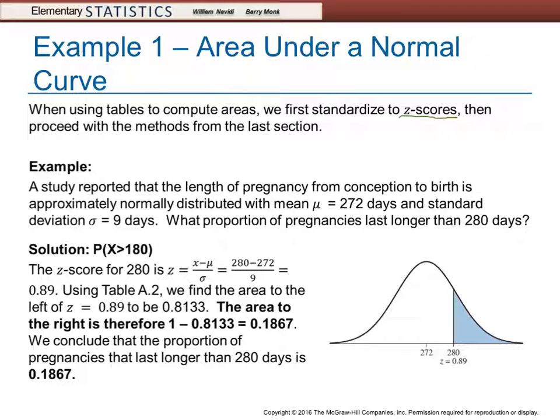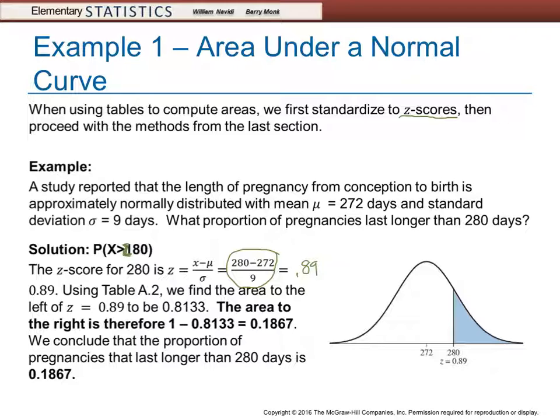It should be the probability that x is greater than 280, right? So x is our variable of interest. It's telling us the days of a pregnancy. And so our z-score value for 280 is our calculation, right? And we get 0.89 as my z-score value.